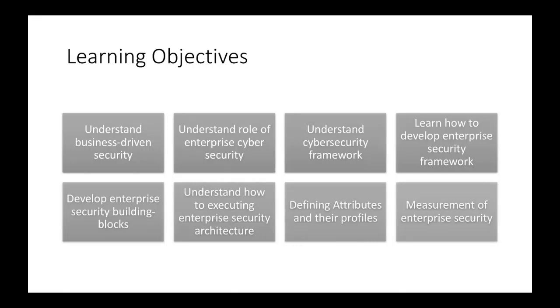Defining attributes and their profile. Attributes in the security arena, we have always been taught that there are 3 attributes: confidentiality, integrity, and availability. But SABSA says, no, that's not enough. At the moment, SABSA has over 86 different attributes, and these attributes are specific, and they will help you achieve those specific objectives to secure them.